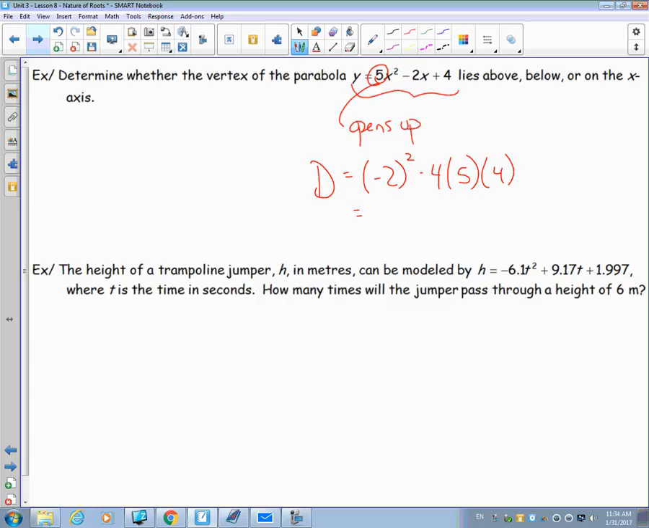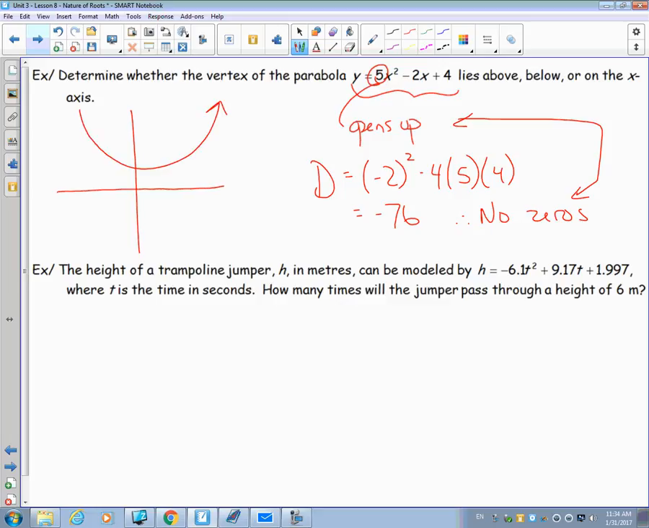That gets me a negative 76. So I know I have no zeros. These two things combined, the fact that it opens up and has no zeros, can tell me that my picture has to look something like this. It has to open up, it can't have zeros.